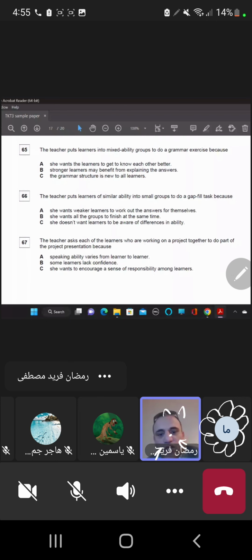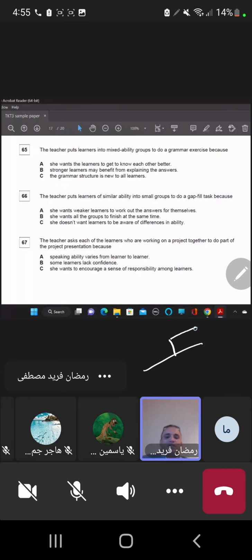Yes, 66. The teacher puts learners of similar ability into small groups to do a gap fill task. Here it is the opposite, homogeneous grouping. Because she wants weaker learners to work out the answers for themselves, or she wants all the groups to finish all. Which one is the correct answer? A. Number A. Yes, A is the correct answer.